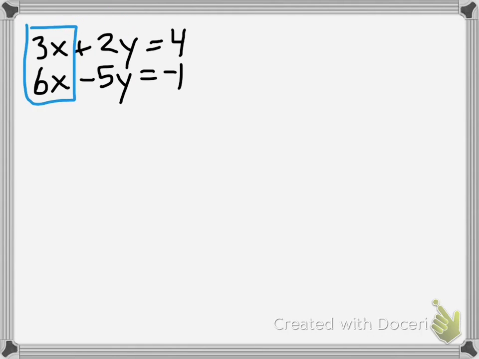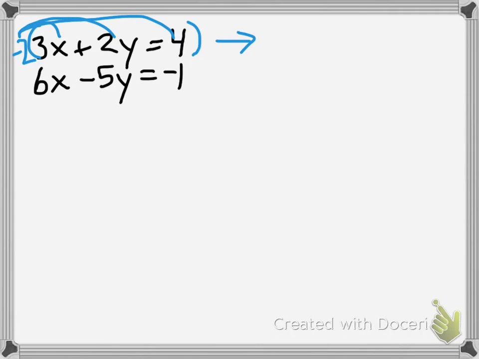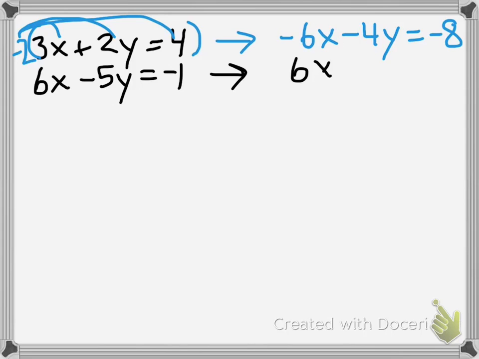Okay, so we're going to go back here, and I have chosen to multiply my first equation, all of it, by -2. Make sure you use parentheses. We put that -2 in front. We are going to distribute to every single part. And that creates my new equation, -6x minus 4y equals -8. My second equation doesn't change at all, but I do want to rewrite it because I want to have my columns stacked.